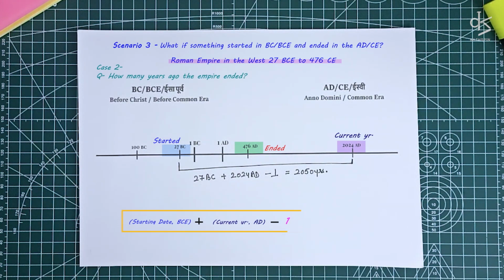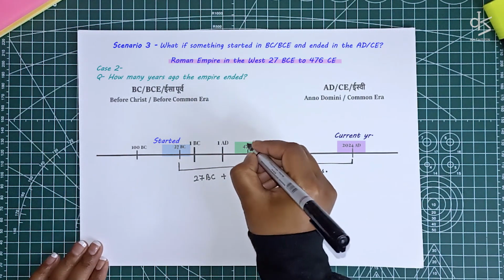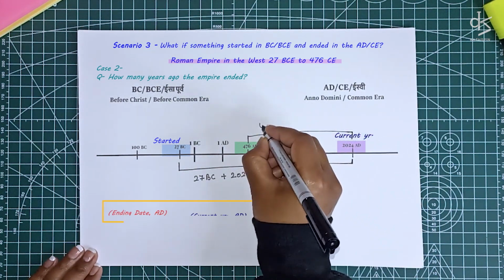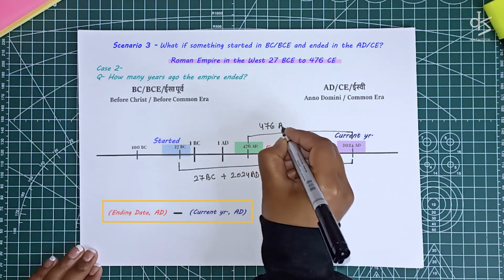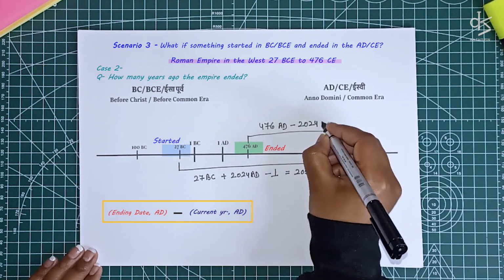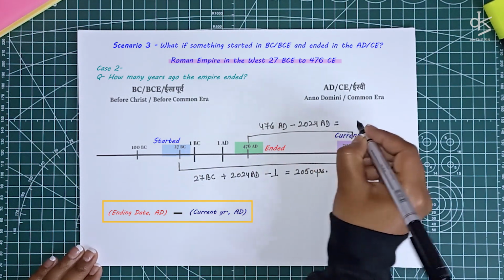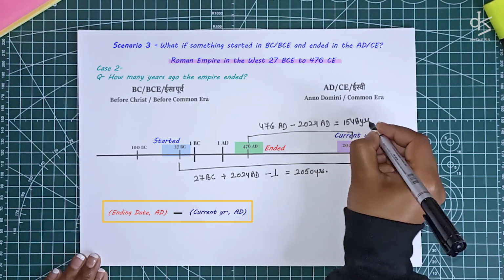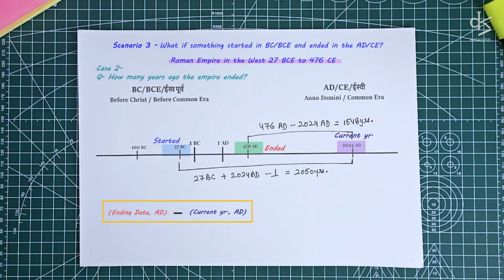Case 2. How many years ago did the empire end? Here we subtract the ending date from the current year. That is 476 minus 2024. That gives you 1548 years. We can say 1548 years ago the Roman Empire ended.